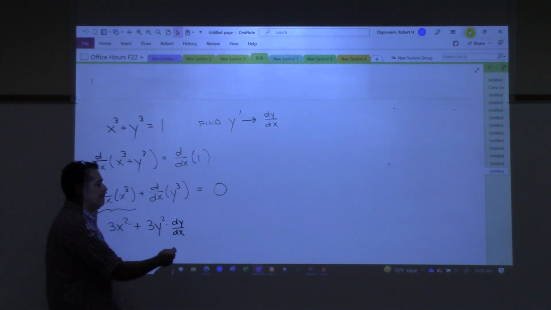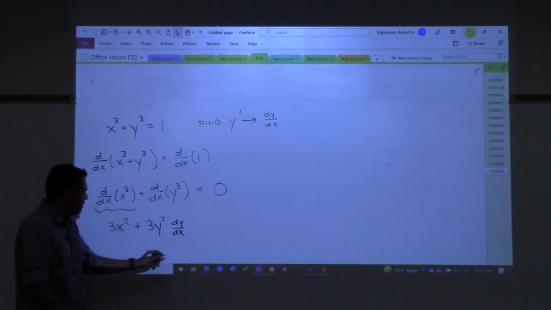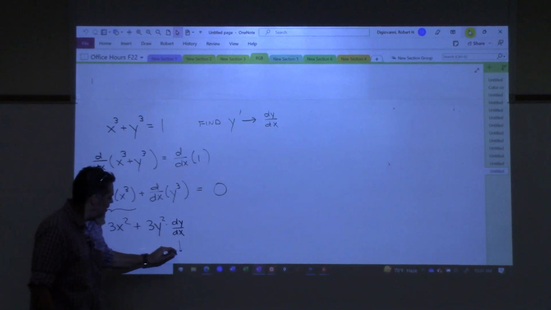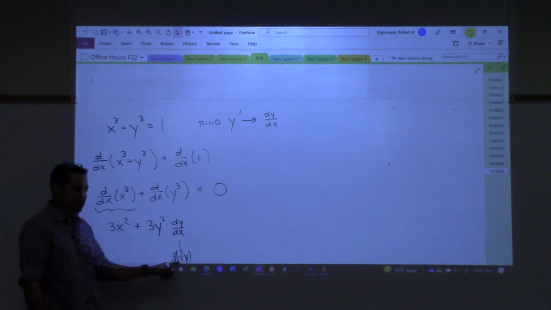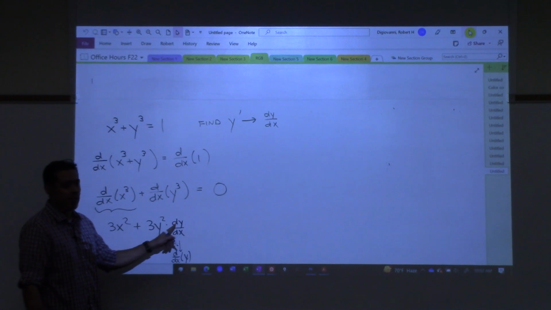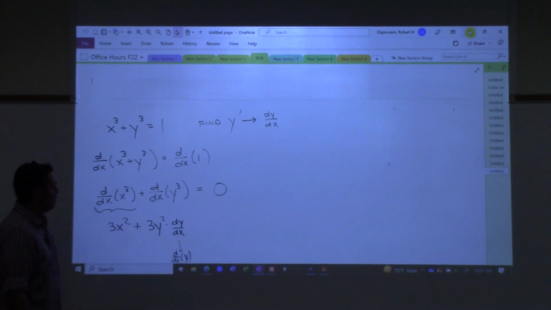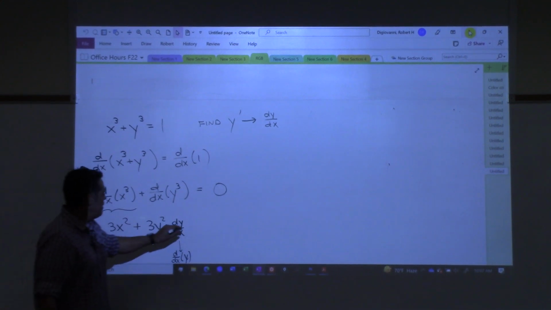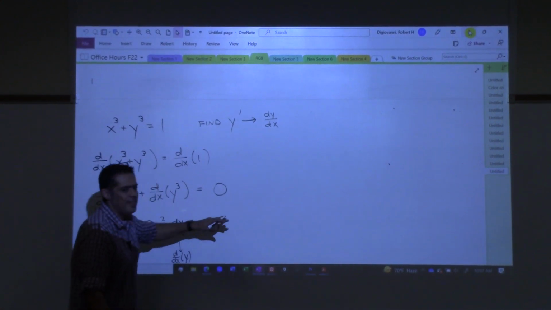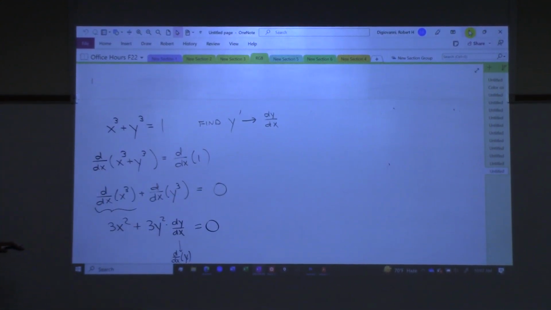I didn't write it, but what I had been writing before was the derivative with respect to x of y, right? But every time we've done that, it just turns into dy dx. So I'm going to stop writing this, and I'm just going to say, okay, this is just 3y squared dy dx. And then equals 0, right? That's where I would want you to stop on the test on Tuesday, right there. Just do the implicit differentiation and stop.